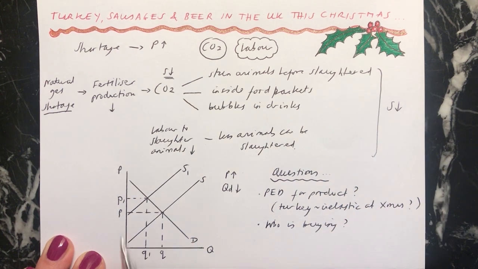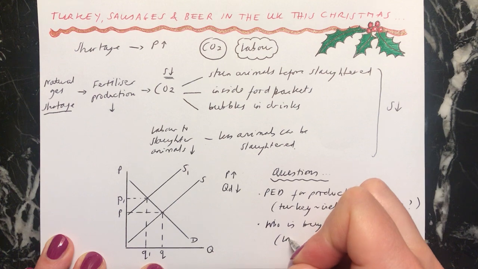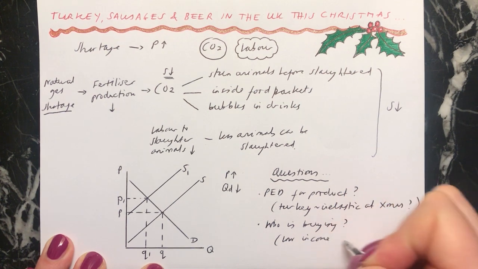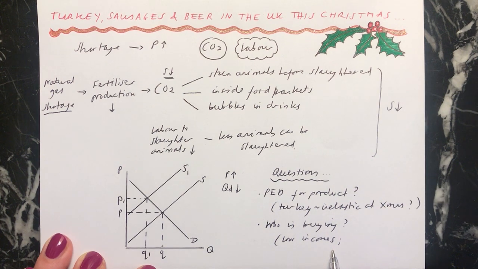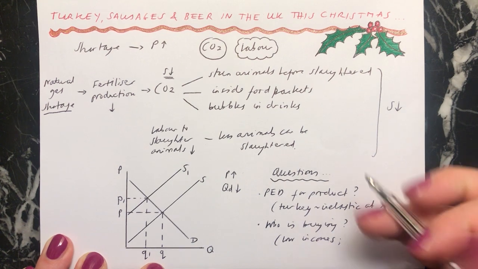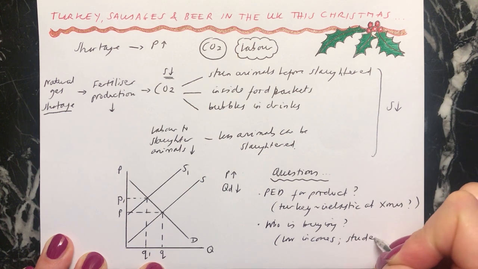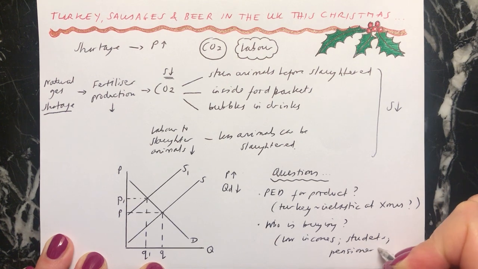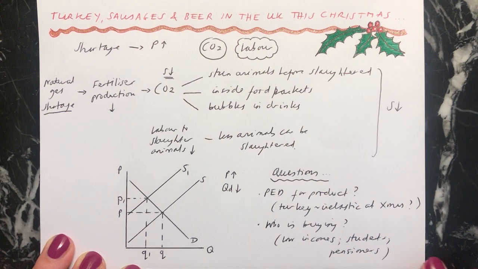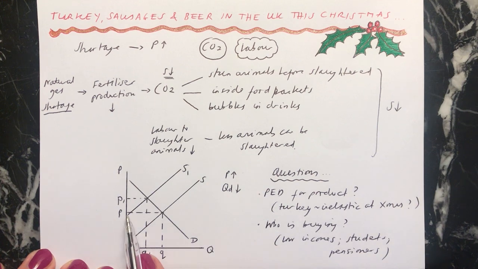So for example, if the price goes up, people on low incomes may be less likely now to buy the product for Christmas, and they might substitute to something else. They might buy something which they can make maybe with lentils or something that can be stored for a long time instead. And this will mean that they won't need the fresh meat which is being slaughtered, for example. So people on low incomes, and that might include students. It might also include pensioners.